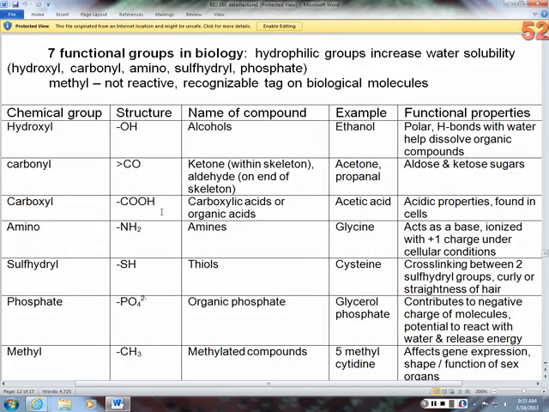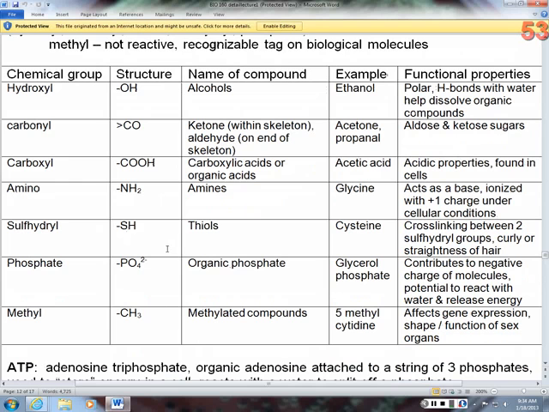The carboxyl, this is your acid group on the end. So when you see an amino acid, it's going to have a COOH on there. That's why it's called amino acid in there. So your carboxylic acids are organic acids. Acetic acid or vinegar is going to have that group on it. So a lot of times when people think, oh, acid bad, when you think, okay, acetic acid, vinegar, most people don't look and think vinegar is a bad thing. So this will give you a lot of the acidic properties, and it's found in cells.